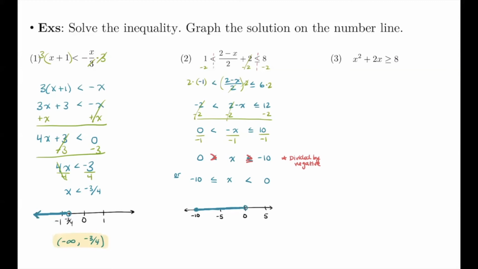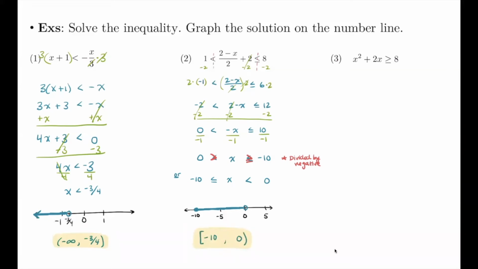Okay, so here we do have a lower value, which is -10. We have an upper value, which is 0. So we write those, we put a comma between them. We are including -10, so here we have a bracket, and we are not including 0, so here we have an open parenthesis. Okay, so here's our solution set in interval notation.